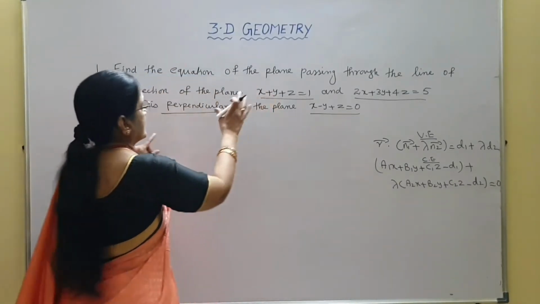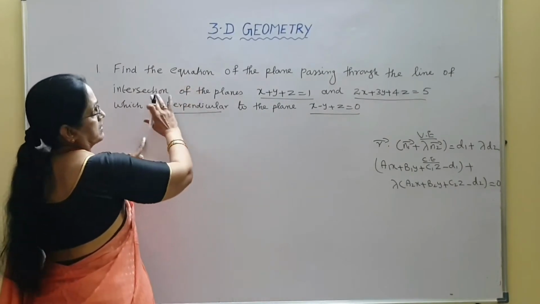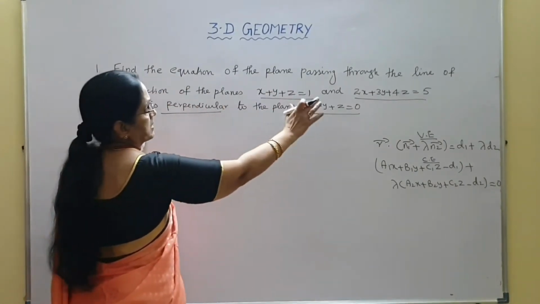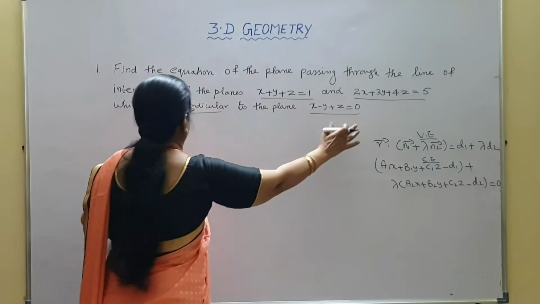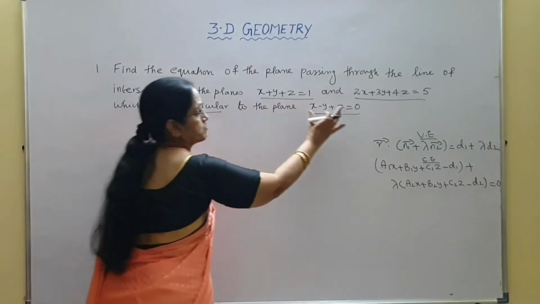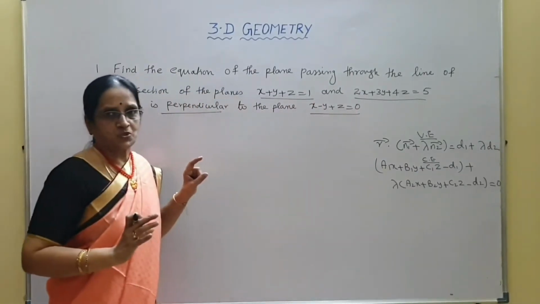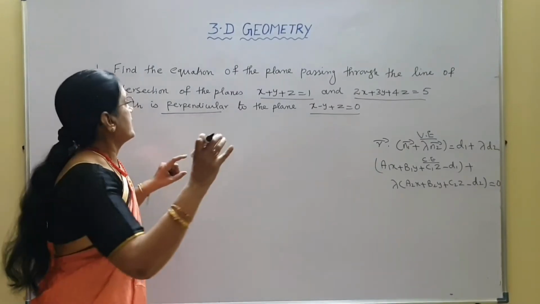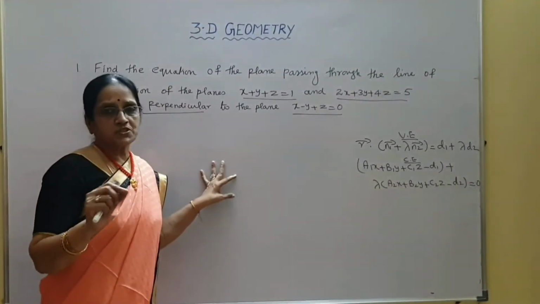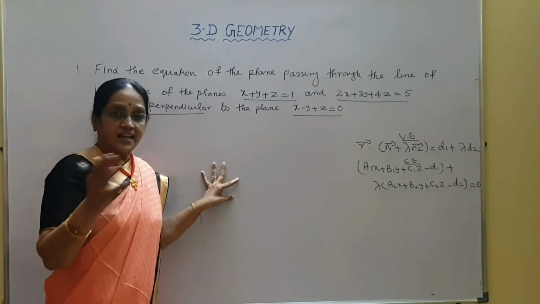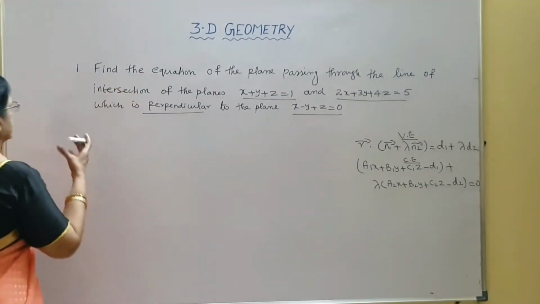Here the condition given is that the equation of the plane that passes through the line of intersection of these 2 planes is perpendicular to this plane. That is the additional condition given to you. Okay. Anyway, let us start doing it now. This question is taken from the NCERT book. Let's do it now. Solution.